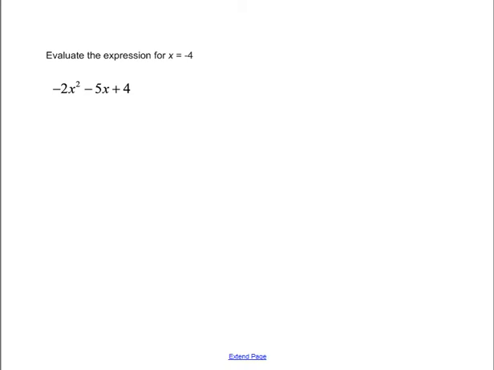Evaluate the expression for x equals -4. So here we have an expression where our x variable shows up a couple of times. And since we just have this one value for x, we know that that value for x of -4 is going to go in for each one of the x's that are here.